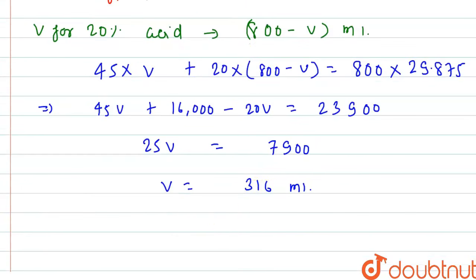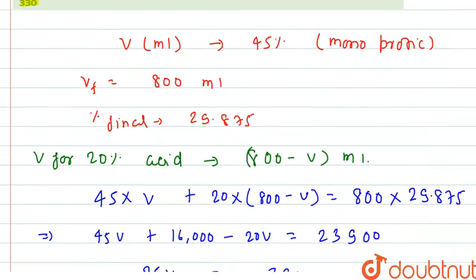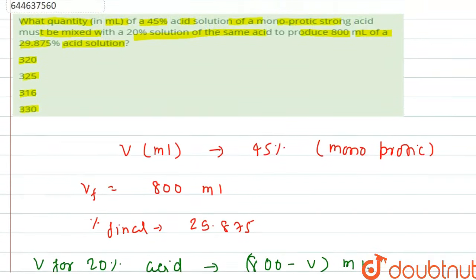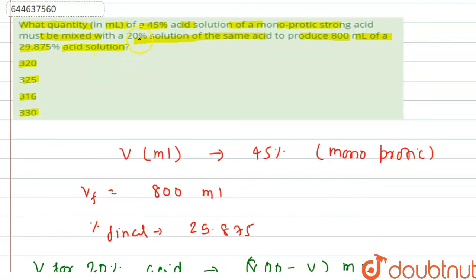So 316 milliliters of 45% acid must be mixed with the 20% solution to produce the 29.875% acid solution. Hence the correct answer is C.